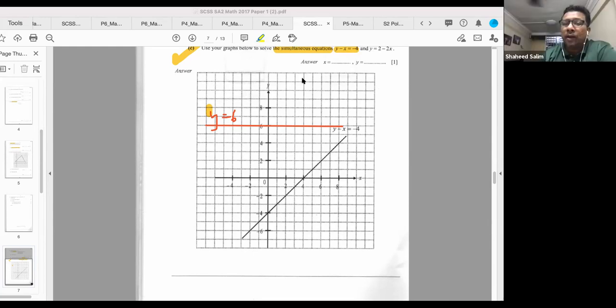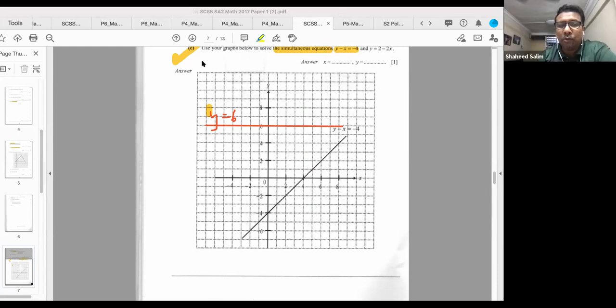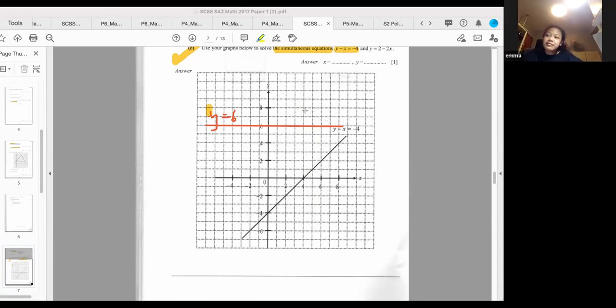Now I draw another one. Oh yeah. I thought it was a straight line. Okay.